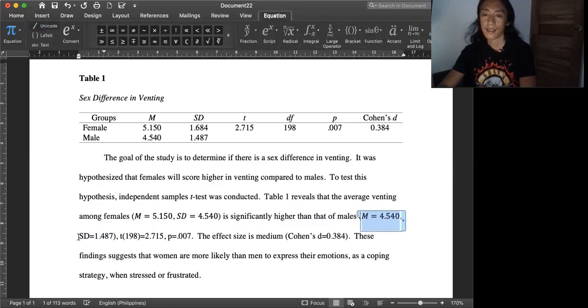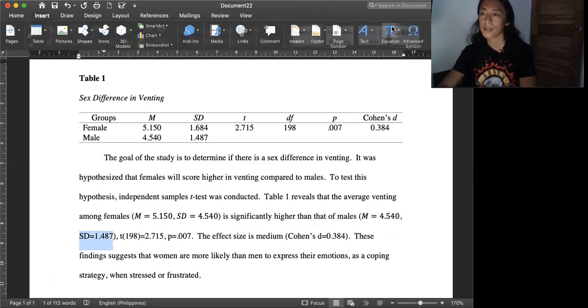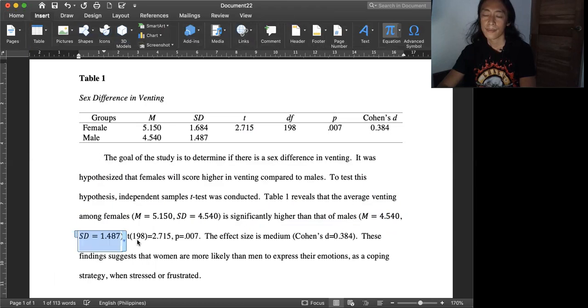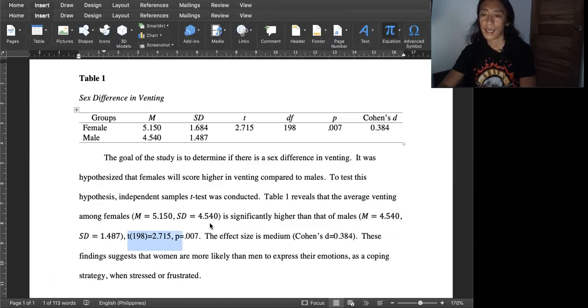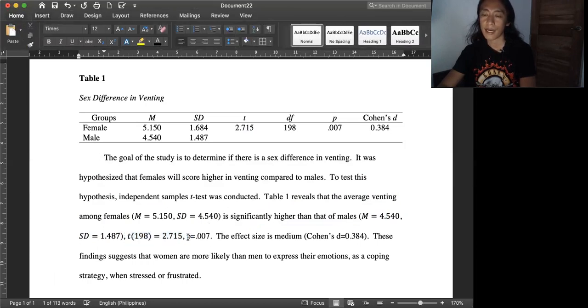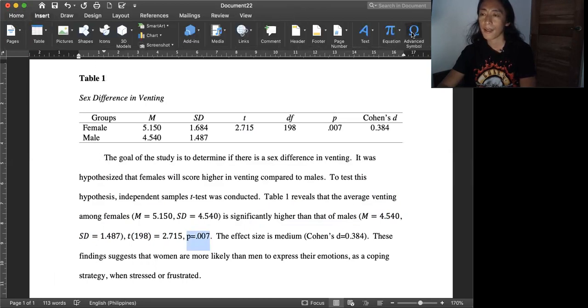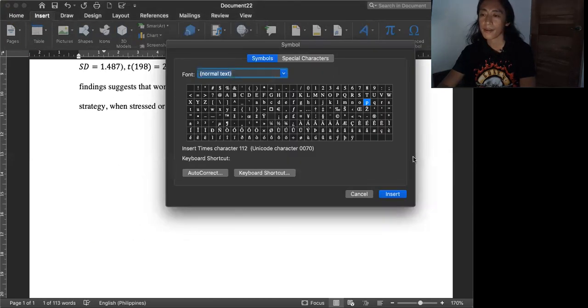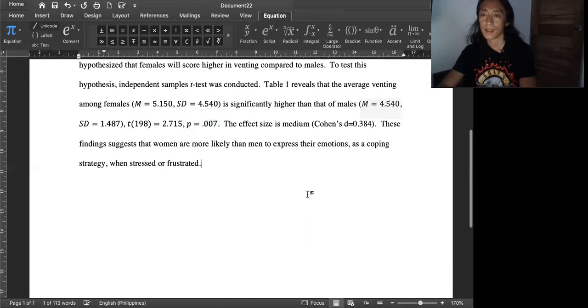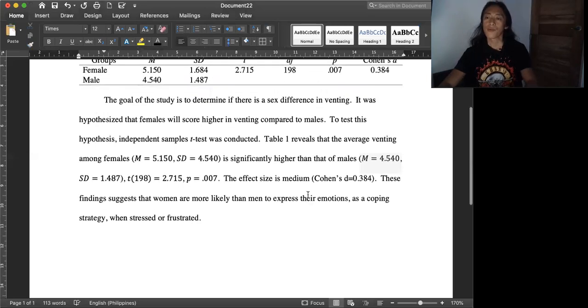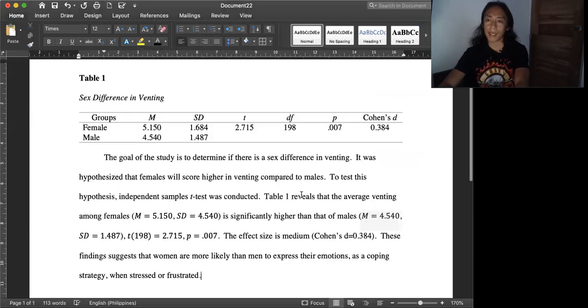Okay. Here as well. And then also for the t statistic. And finally for the p-value. Okay. So this is your main result.